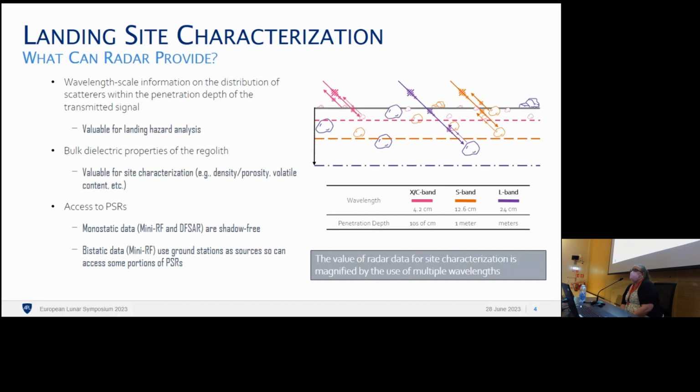It can also tell us about bulk dielectric properties of the regolith, which is really important for understanding things like density or volatiles, because the radar will interact differently with the regolith in different cases. And it provides access to PSRs. Prashun showed some really nice images of long exposure NACs or the new ShadowCam images, but radar is its own illumination source, so it can see inherently into the PSRs, and we have images of them from the Mini-RF radar that are available.